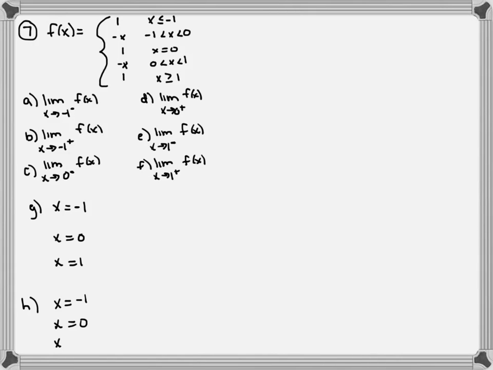So for letters A through F, the easiest way to do it is to draw a picture. So we're going to draw a picture first of the function. Y is always equal to 1 when x is less than or equal to negative 1. Okay, so we're going to have a horizontal line going to the left.